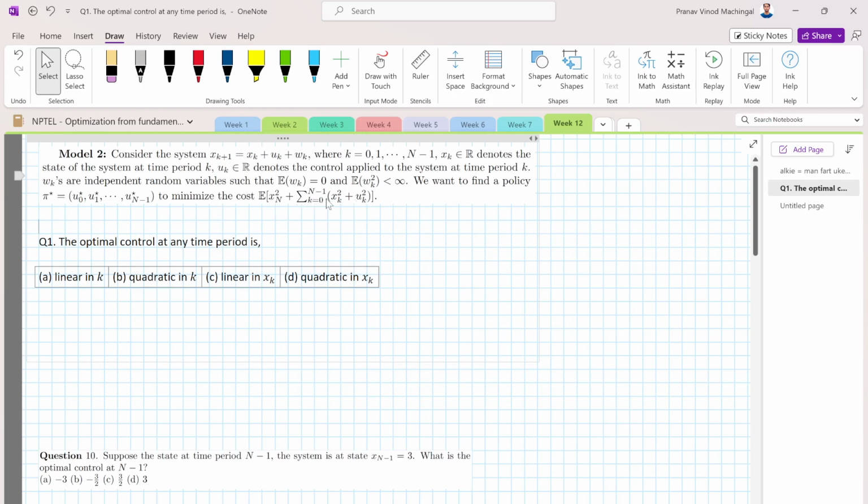This is like a quadratic cost. It is quadratic in your decision variables uk and also in xk, the state variable. So the optimal control at any time period is what? The optimal control is the u star k, whether it is linear or quadratic, or linear in x or quadratic in x. That is what is asked.